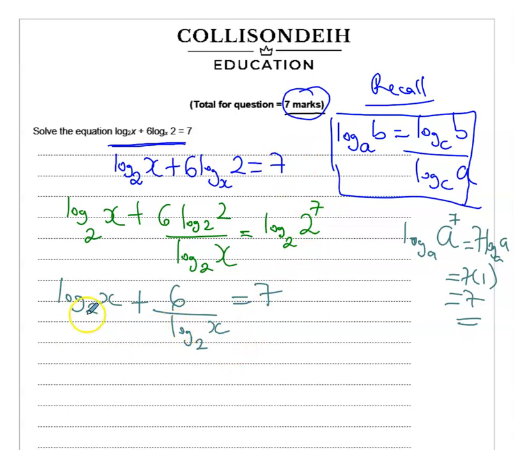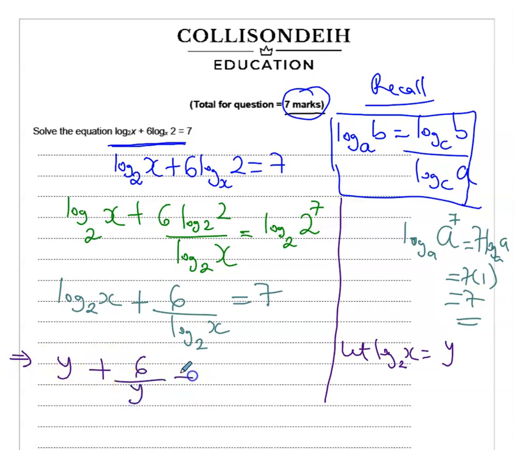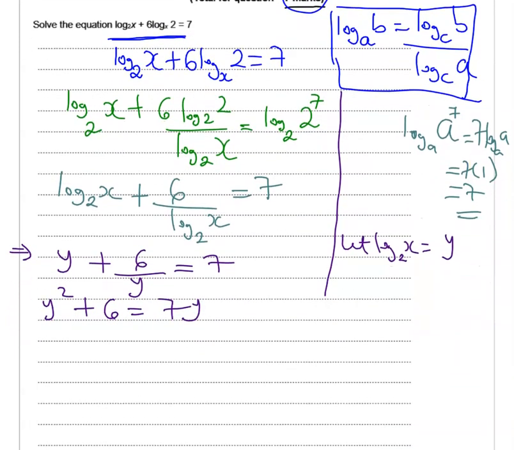Yeah. Now, instead of keeping the log 2x and rewriting it over and over again, we'll do something a little smarter. We will let log 2x equal, say, y, just so that we can have one single variable throughout. So this implies y add 6 divided by y equal to 7. So we want to eliminate this denominator by multiplying through by y, which will then give us y squared add 6 equals 7y. Can you see a quadratic equation emerging? If we rearrange it, we have y squared minus 7y add 6 equal to 0.